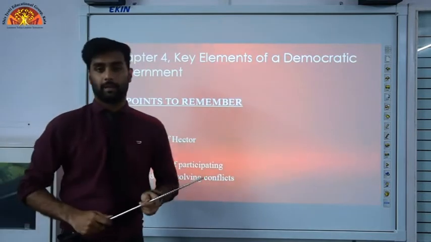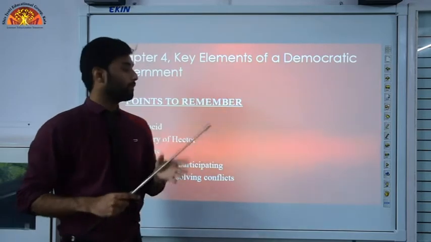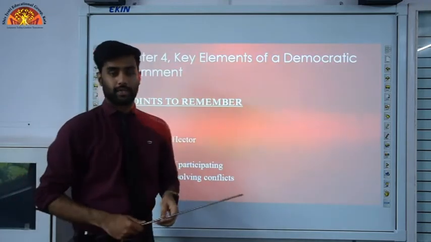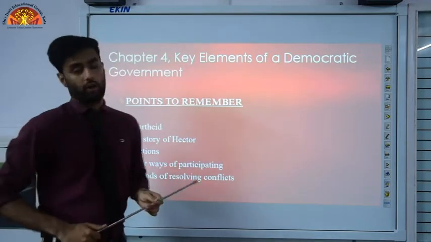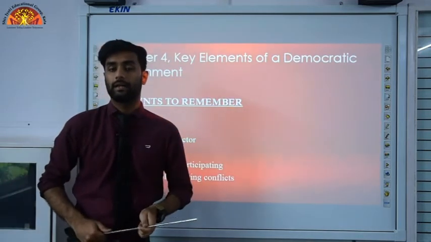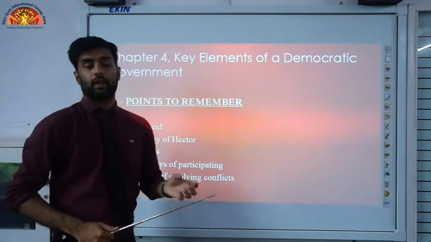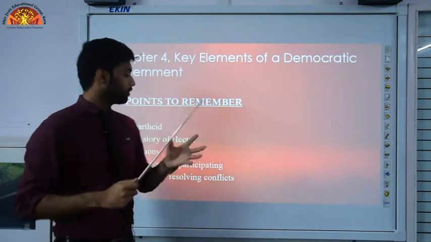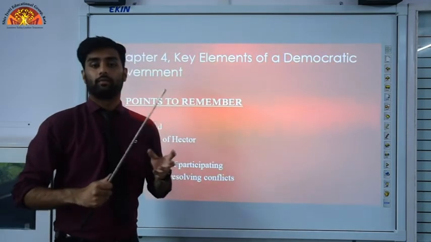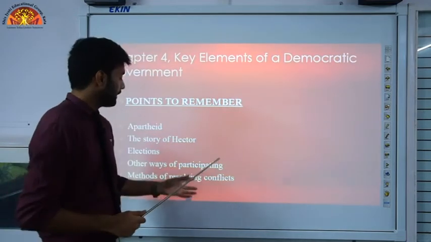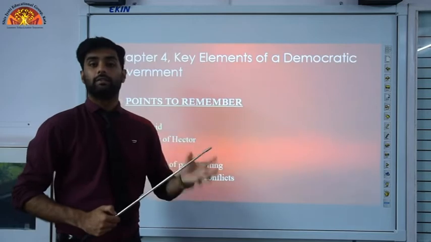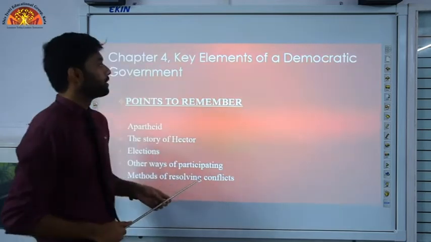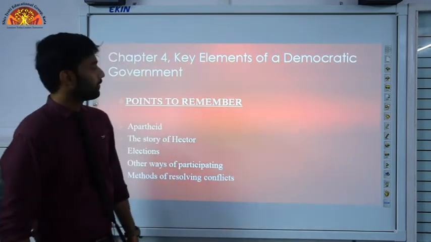What is the other way of participating? There are other ways that we can participate in the process of making the government: dharnas, rallies, strikes, that we will discuss in our question answers. Then methods of resolving conflicts. Another very important thing about democratic government is that they allow us to resolve conflicts. Whenever there is a conflict going on between any two parties, some bad war or some kind of argument is going on, then a democratic government gives a peaceful way of solving that conflict, which is not possible in other forms of government. So democratic government is a very much better form of government.